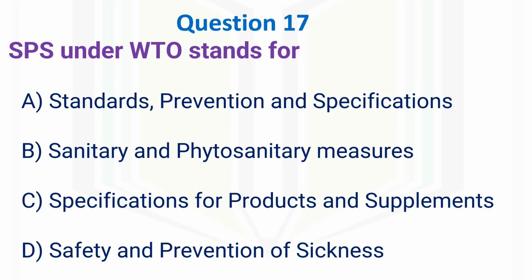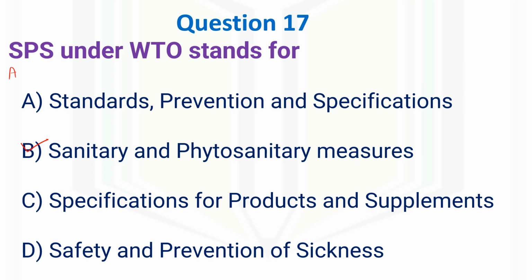Question number 17. SPS under WTO stands for, options are standards, prevention and specifications, sanitary and phytosanitary measures, specifications for product and supplements, safety and prevention sickness. Correct option is sanitary and phytosanitary measures.